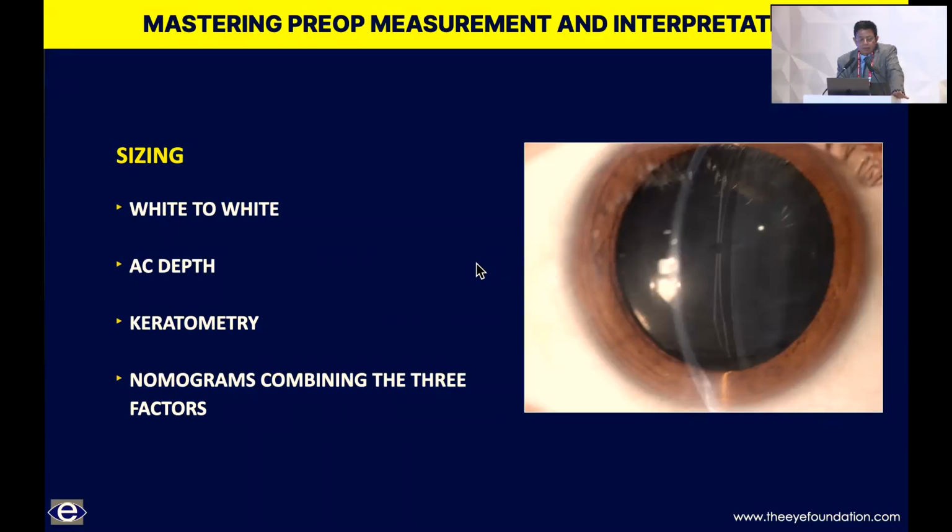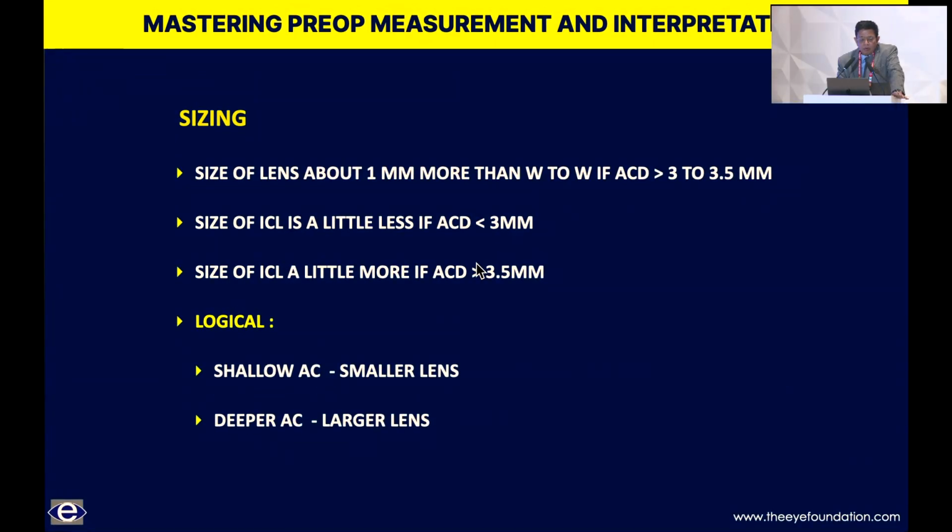Please remember, it's not just sizing alone that matters. The AC depth and the keratometry are also important. When you supply the data to the company, they use all this data to determine the sizing of the lens. So getting the AC depth as well as the keratometry is as important as getting an accurate white-to-white. And again, as a thumb rule, the size of the lens is about 1 millimeter more than white-to-white if the ACD is in the range of 3 to 3.5 millimeter, which is very often the case.